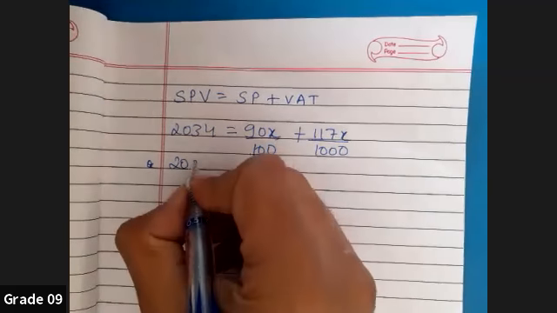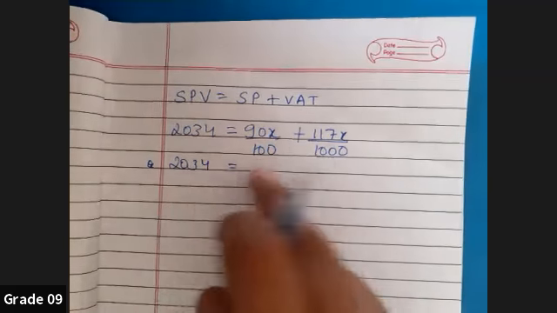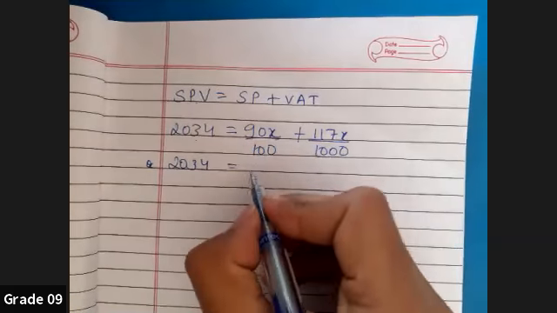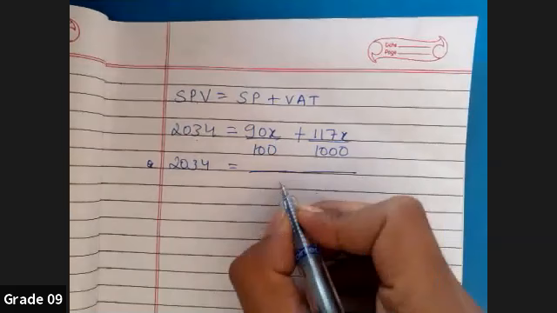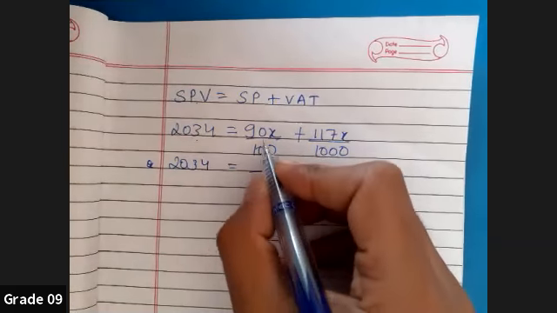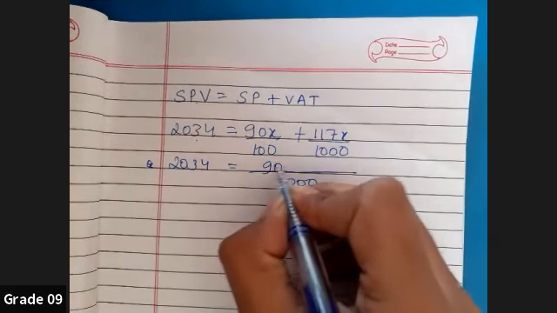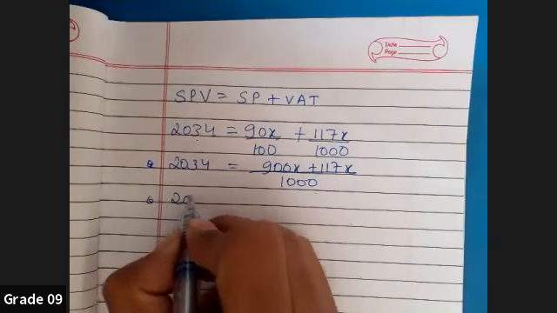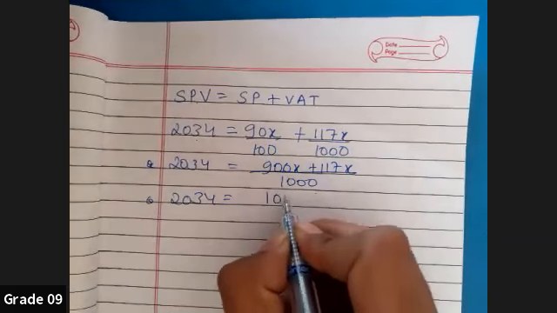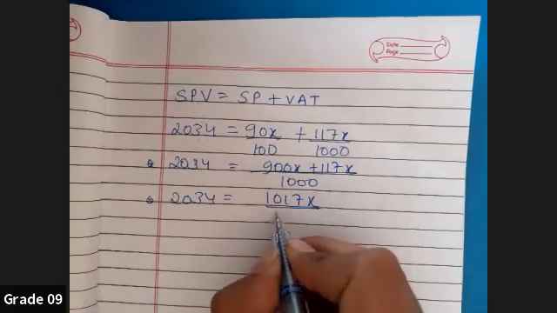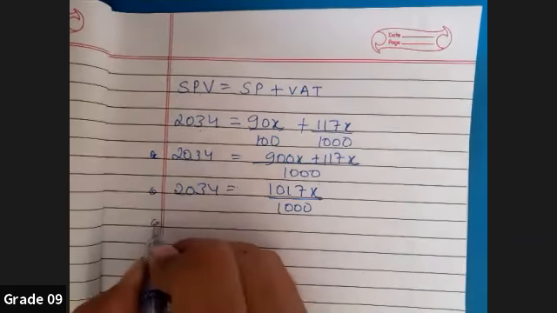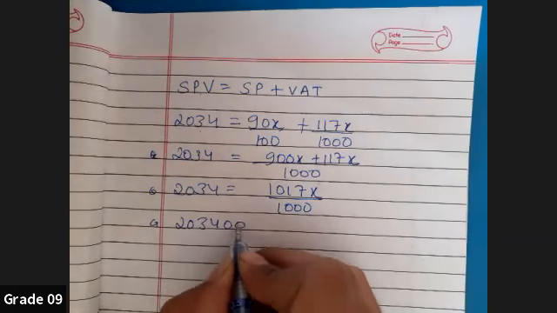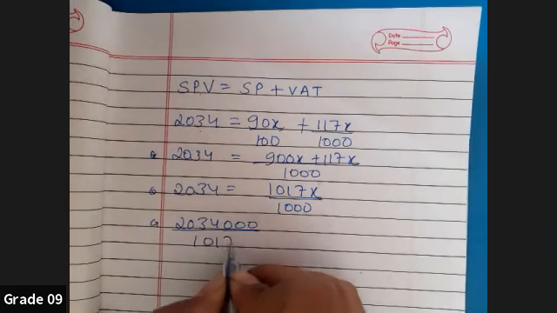And 2034 equals this; we have to solve this as an equation. Now, because this time the SPV value is also available, this is the place where we will be deriving the value of x. So this is 900x plus 117x, and then 2034 is equal to 1017x by 1000. What will happen now? This 2034, 3 zeros, divided by 1017 equals x.